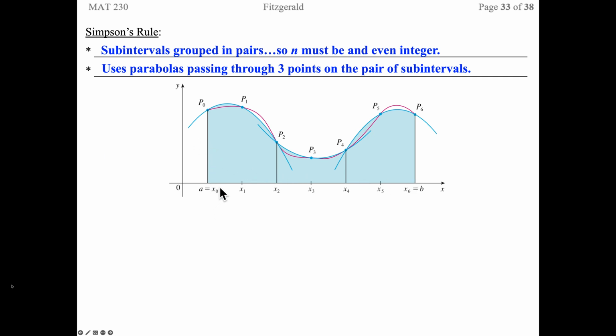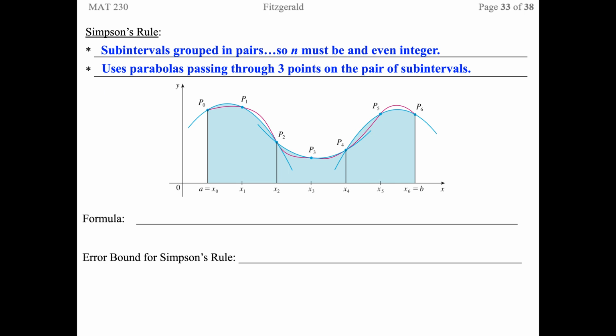I'm going to take x sub 0, x sub 1, x sub 2. I'm going to find those y coordinates. And we are going to build the best possible parabola through those 3 points. And then for this subinterval, we're going to use x sub 2, x sub 3, x sub 4. And again, we're going to make the best parabola that matches for that subinterval. And then for the last one here, take these last three, x sub 4, x sub 5, x sub 6, create that parabola to find the area under that curve.